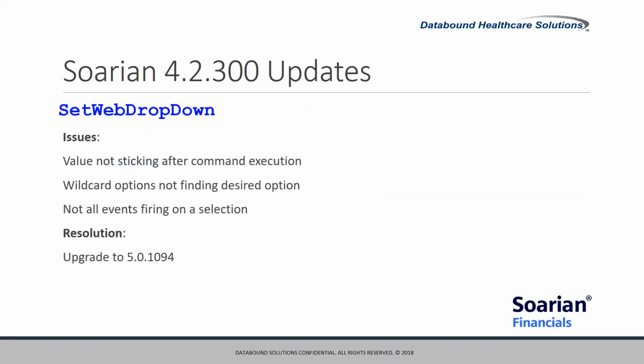Discovered some issues with the way we are setting values in the drop-down list, also known as the combo box. There's a difference between a regular input list and a combo box, but this issue happens to be with the combo box, where you can type in and select an option. The issues were, first, you could select a value, but it wouldn't stay after the command executed. Second, the wildcard functions were not working. So if you're doing a partial selection where you don't know the entire option you're trying to select, wildcards wouldn't work anymore.